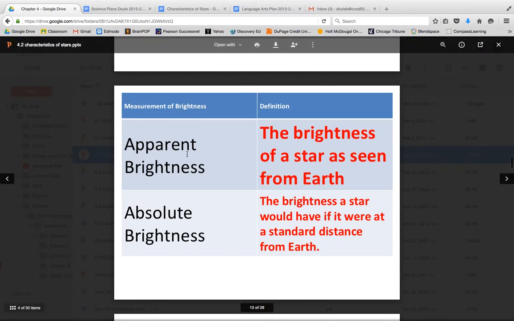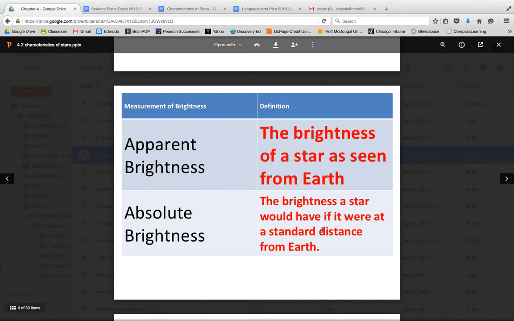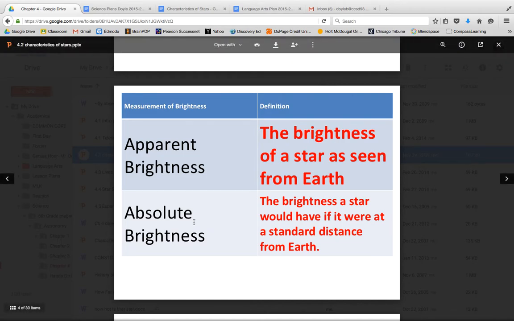All right, and that brings us to apparent brightness versus absolute brightness. The apparent brightness is how bright it appears to a person standing on Earth. So you look up at the sky, and some stars stand out, and you're like, oh, wow, that's really bright. Other stars look less bright, but sometimes the less bright star is just really farther away. Absolute brightness is the brightness a star would have if it were at a standard distance from the Earth. So if you were able to line up all the stars the exact same distance from Earth, and then look at their brightness, that would be their absolute brightness.